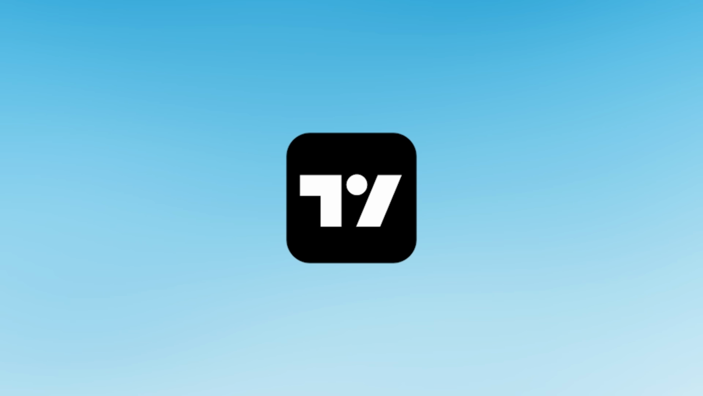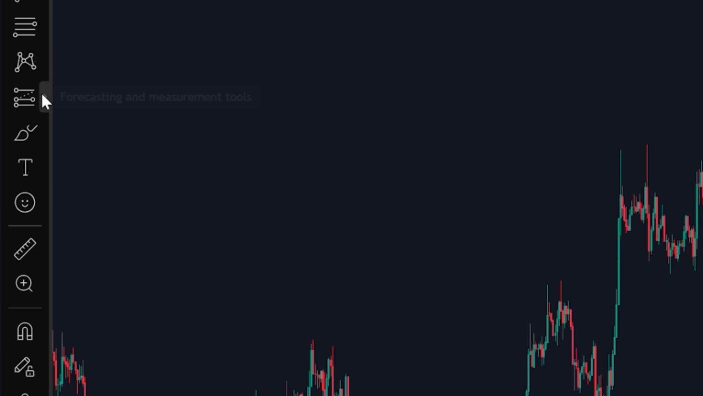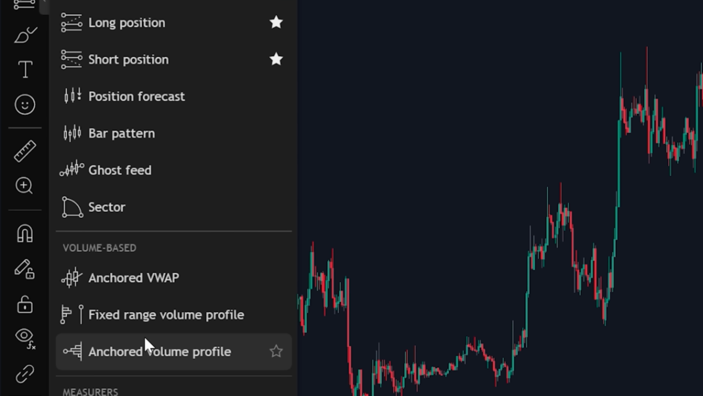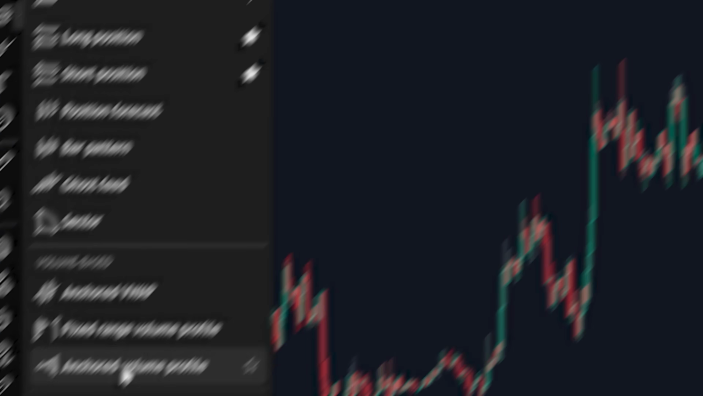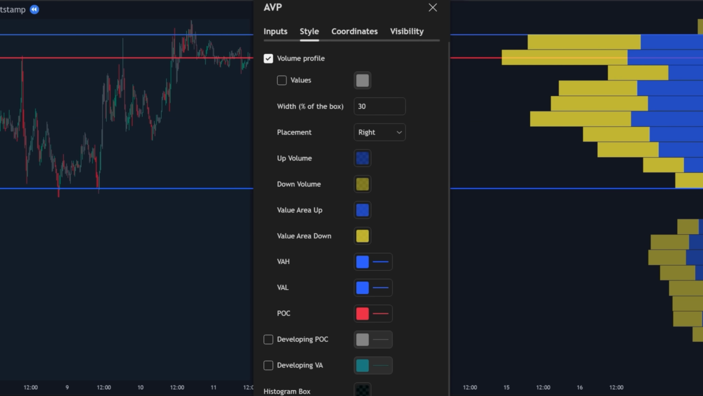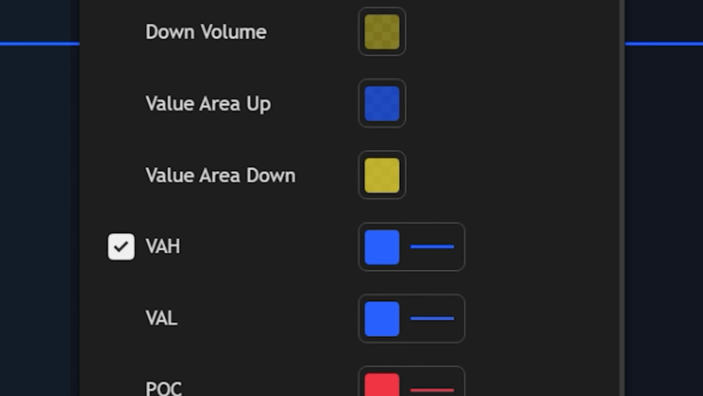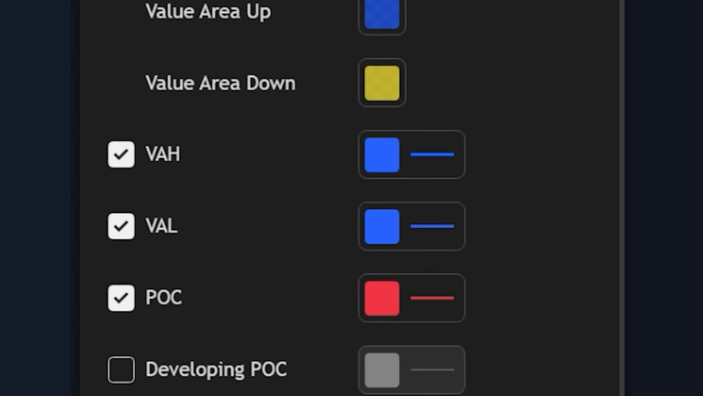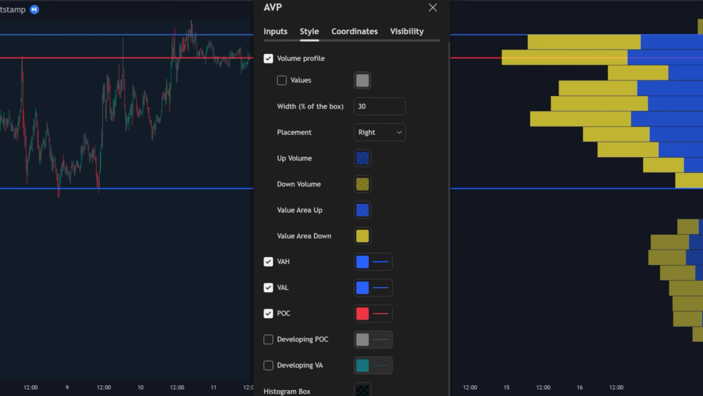Open TradingView. Hunt for anchored volume profile in your left side toolbar. You'll spot it positioned right above that brush icon. Open your volume profile settings. Make sure value area high, value area low, and point of control are all enabled. Go to inputs.